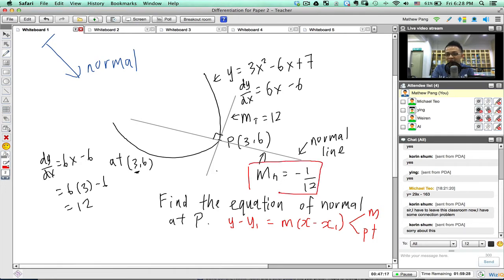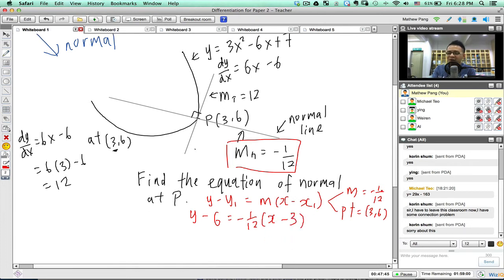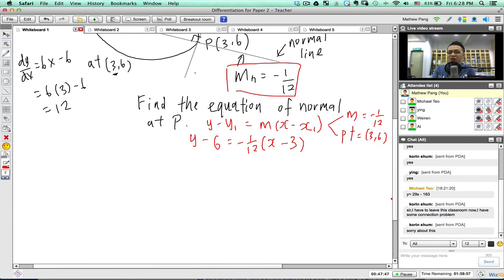I just have the gradient over here, which is negative 1 over 12. And then they say at P, so I got the coordinate P over here, which is (3, 6). Then fulfilling these two conditions, I know I actually can use this formula, which is y minus y1, so y minus 6, equals m, my m will be negative 1 over 12, times x minus 3. So I just need to solve this equation, then I can get the equation of normal.